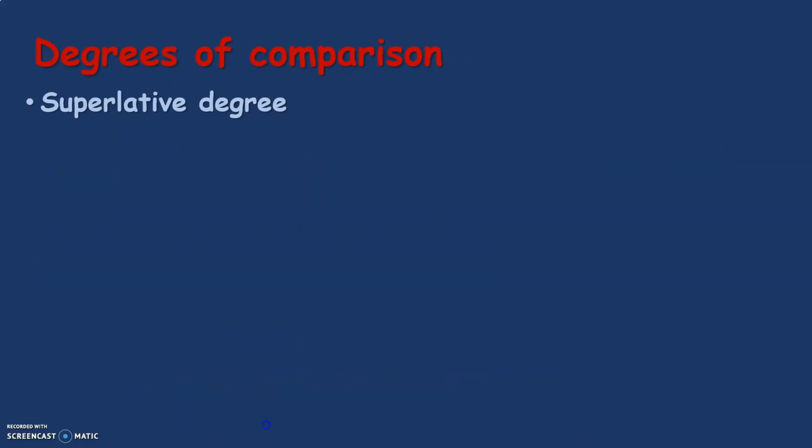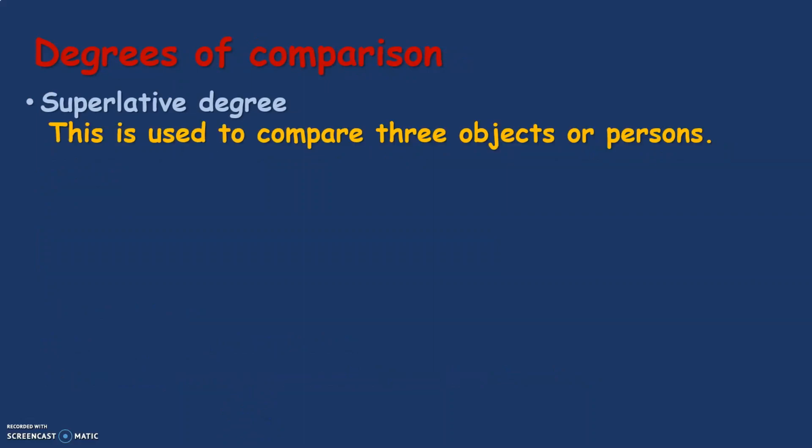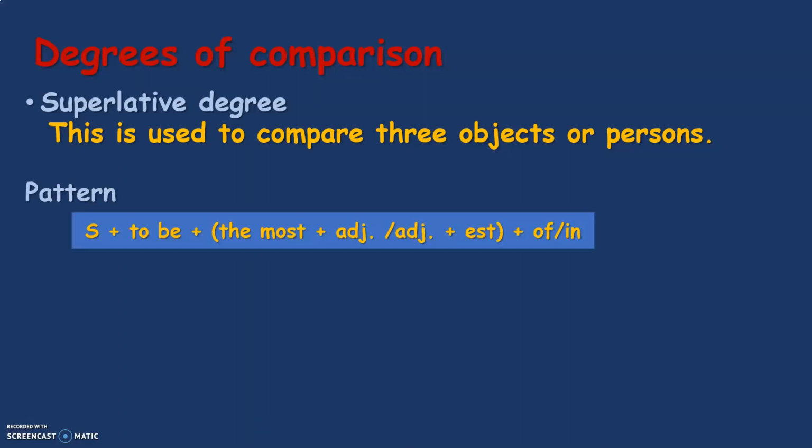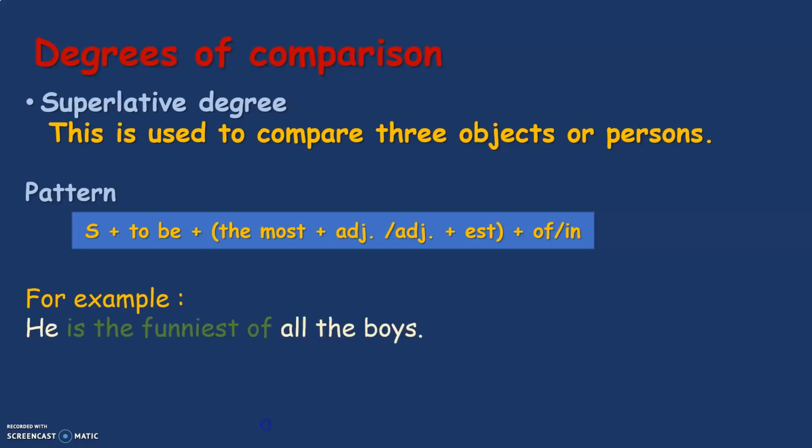Now, superlative degree. This is used to compare three or more objects or persons. And what is the pattern? Subject plus to be, the most plus adjective or adjective plus est, then of or in. For example, he is the funniest of all the boys. She is the most beautiful girl in the party.